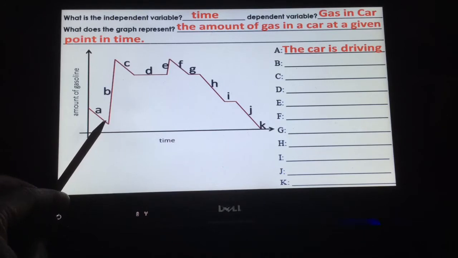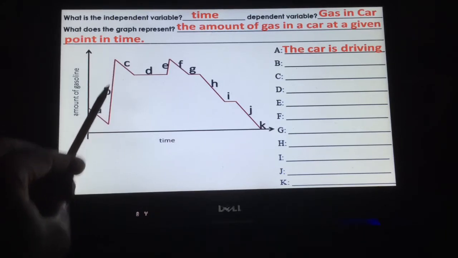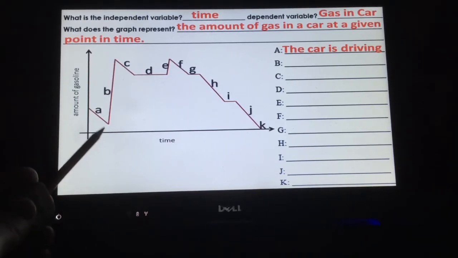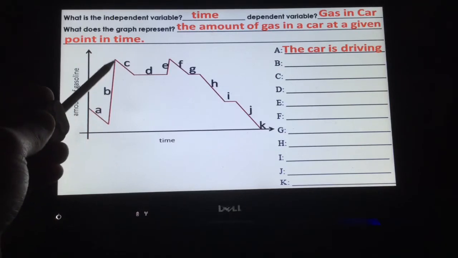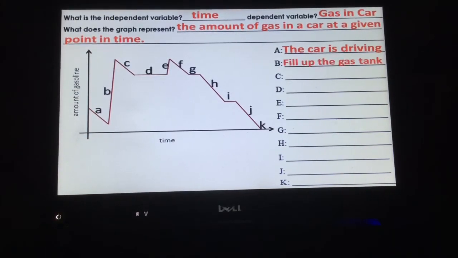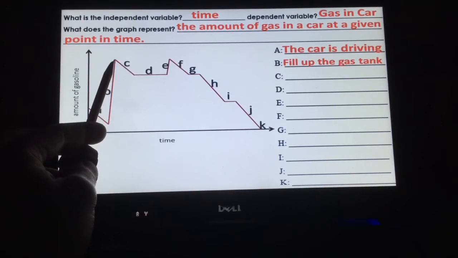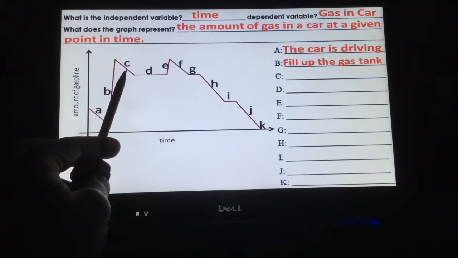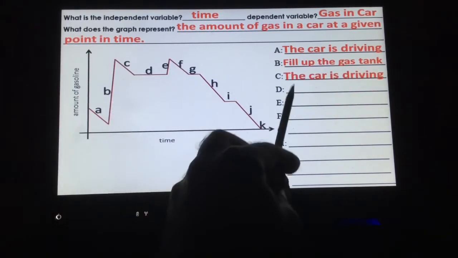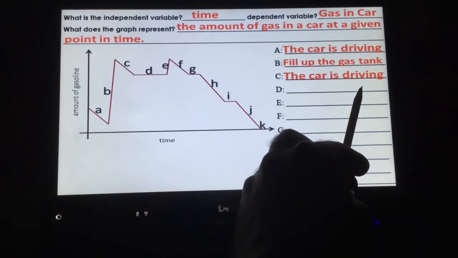Now, you can see that it's increasing for B. What could that mean? Well, since the gas was low and now it's really high up here, that means that the gas tank was filled. So we filled it up with gas. Then, part C, you can see that it's decreasing again. So since it's decreasing, that most likely means that the car is driving.